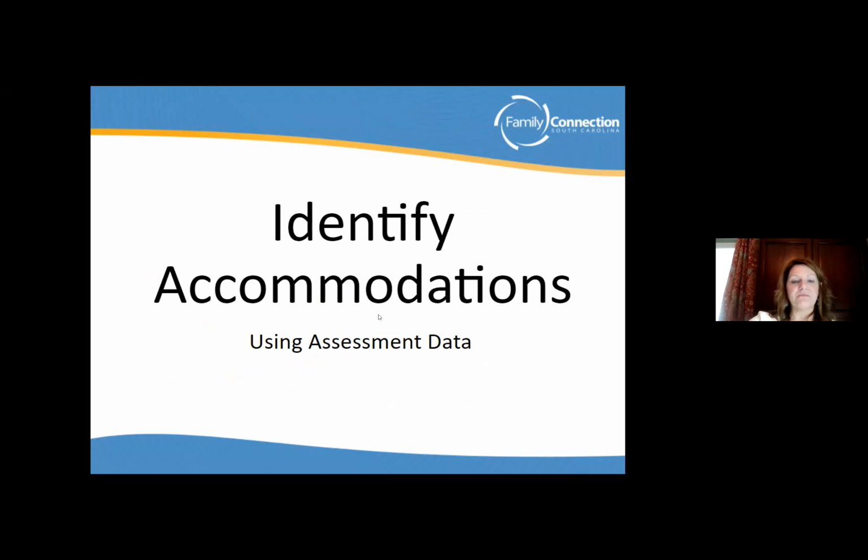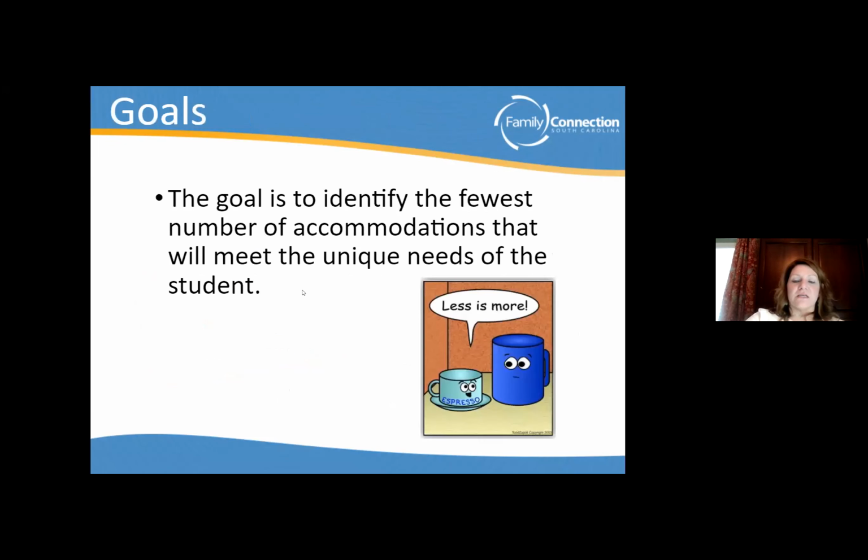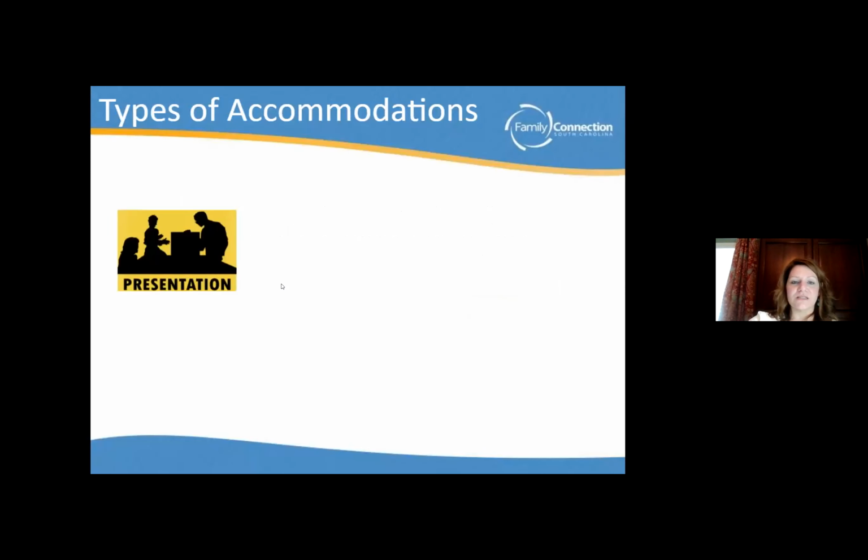The I, identifying accommodations. Will you be doing that through using assessment data? So the goal, as we always say with special education and working with people with disabilities, is you want to provide the right supports, the right amount, not too much, not too little. And usually in the case of accommodations, when you're trying to meet the unique needs of the student, less is definitely more. So we want to have high impact accommodations because it takes a lot of work to teach them. And also if you're accommodating all different ways, you're not really sure which one is the most effective. So that's why it's so important to do those assessments.